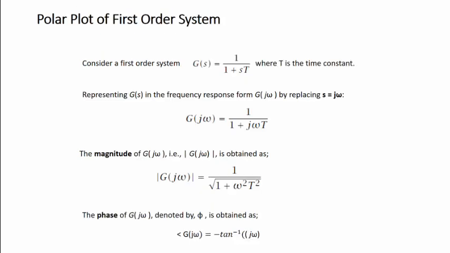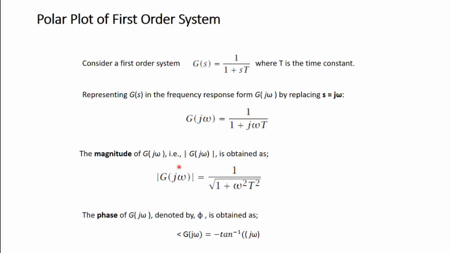Let us move to the next problem, that is the polar plot of the first order system. Let us consider this standard first order system, G of s is equal to 1 upon 1 plus sT, where T is the time constant. Now representing this G of s in the frequency response form by substituting s is equal to j omega, G of j omega is nothing but 1 upon 1 plus j omega T.